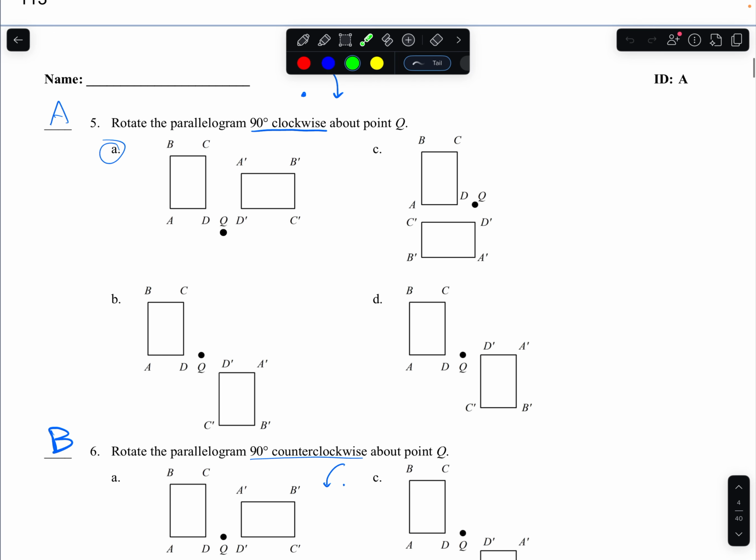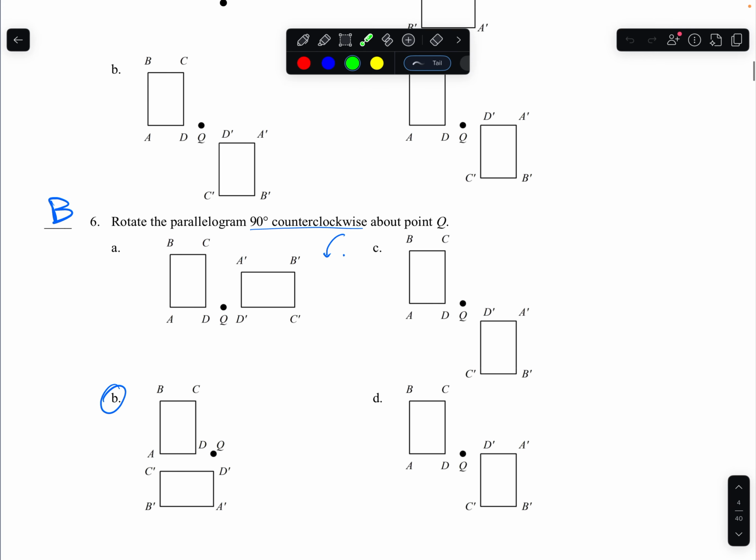Number 5, we're rotating 90 degrees clockwise. Notice how BC turns that way 90 degrees. That's what we want. You can draw points from B to the center of rotation to B prime. It makes a 90-degree angle. You could do that with A. You could do that with C. 90-degree angle. You could even do it with D.